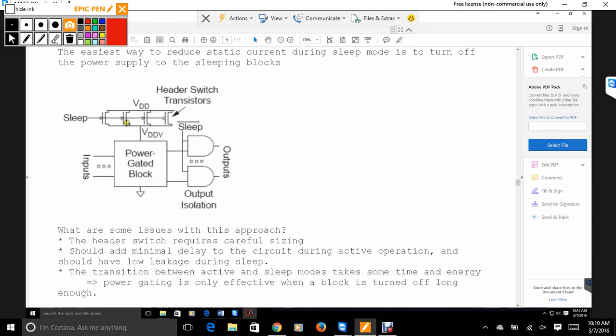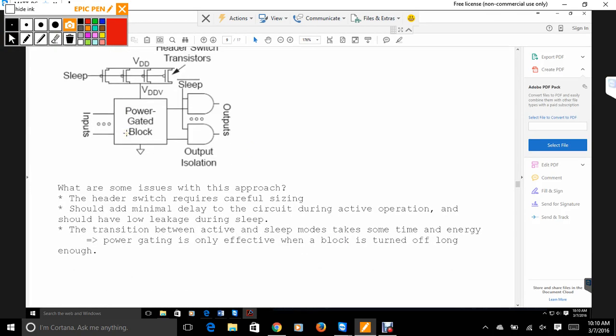So the issues here, I probably should ask you, but I'll just read through them because we only have a couple minutes left. Obviously you have to make sure these transistors are sized properly and can ensure that no signal is getting through here. You have to have a delay to make sure that this works. And transition between active and sleep modes takes some time and energy, so timing is important.